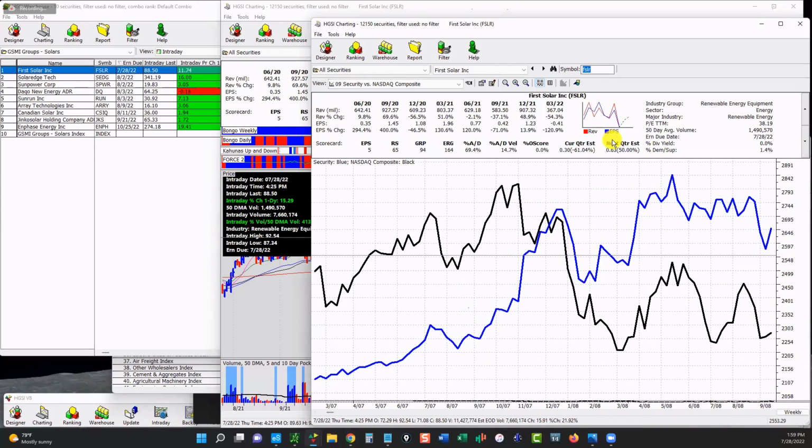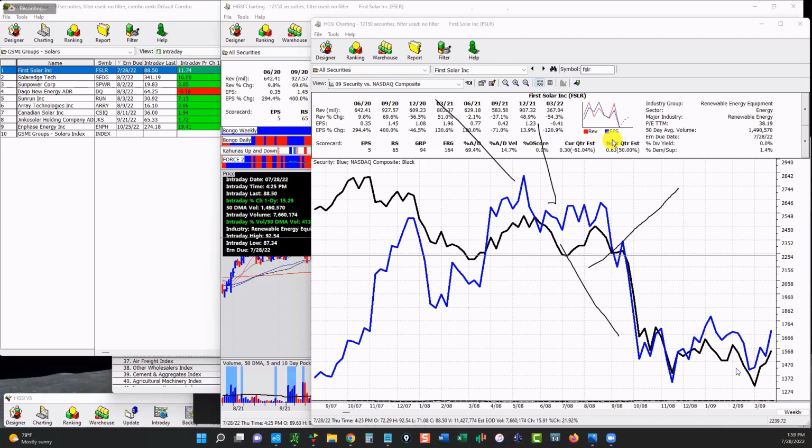Boom, there we go. And you can see here's the market top. First Solar actually topped before, I'm sorry, the market topped here. First Solar is the blue one. So the black line is the NASDAQ composite. And you can see it had already topped ahead of the market. And then when the market broke down, it broke down. And then when we went into a bear market rally, it did the same thing. And then it came back all the way around.